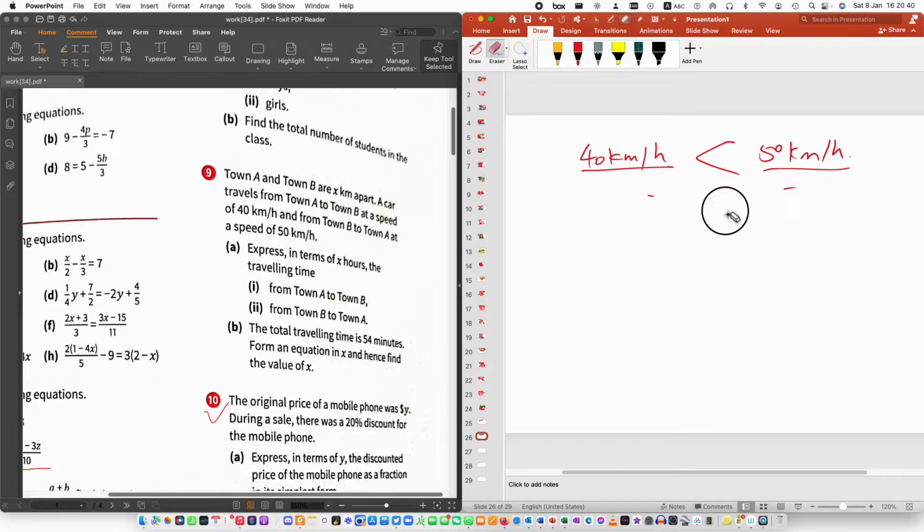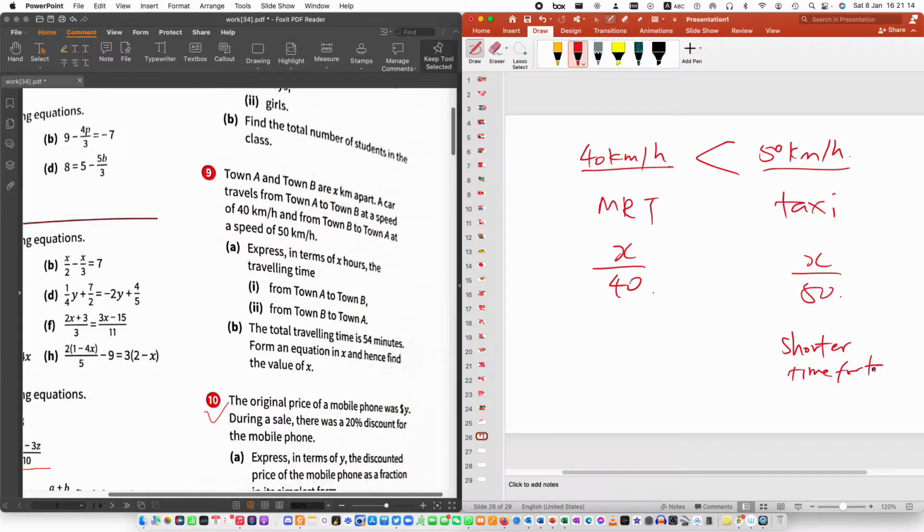Okay, good. So you need to decide first. So this is the taxi, and this is the MRT. Now we have x over 50, right? And this we have x over 40, right? In this case, which one takes shorter time? Ask yourself, taxi takes shorter time. So shorter time for taxi, and this is longer time for MRT.